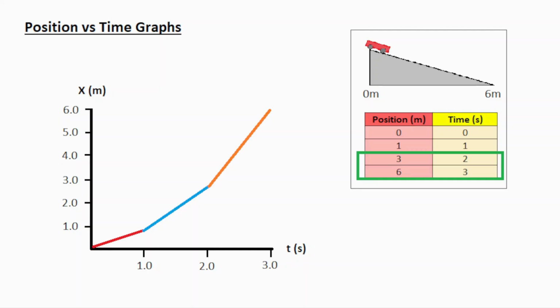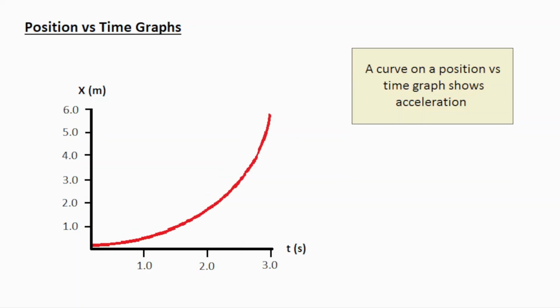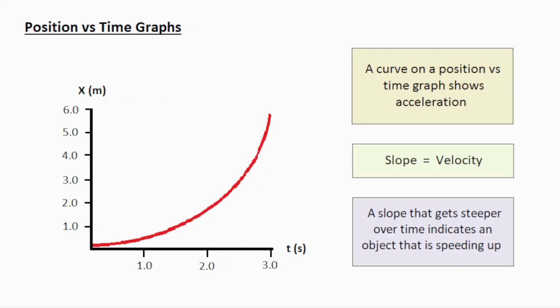The cart was always speeding up, and so treat the current graph as an outline, and we'll want to fill in a curving line to explain the actual motion. A curve on a position versus time graph shows acceleration. Remember that the slope of a position versus time graph represents the velocity of the object, and so since this slope is getting steeper over time, that would indicate an object that is constantly speeding up.